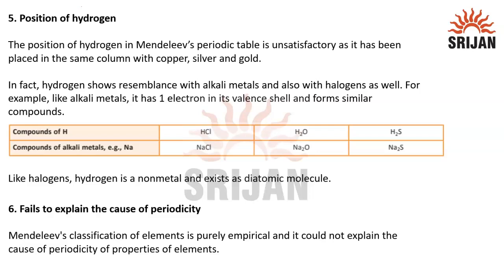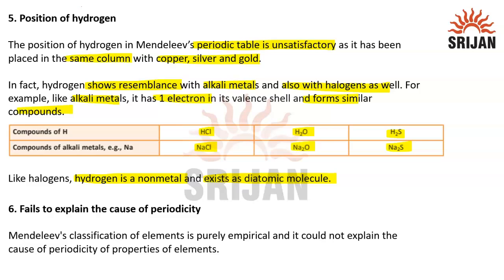The position of hydrogen in Mendeleev's periodic table was quite unsatisfactory, as it has been placed in the same column with copper, silver and gold. In fact, hydrogen shows resemblance with alkali metals and also with halogens. Just like alkali metals, it has 1 electron in its outermost shell and forms similar compounds. Just like HCl, NaCl, we see the compound of sodium as Na2O, and hydrogen forms H2O, and the same happens with sulfur as well. Just like halogens, hydrogen is a non-metal and it exists as a diatomic molecule. Diatomic means H2. Just like fluorine exists in the form of F2, a similar thing happens with hydrogen.